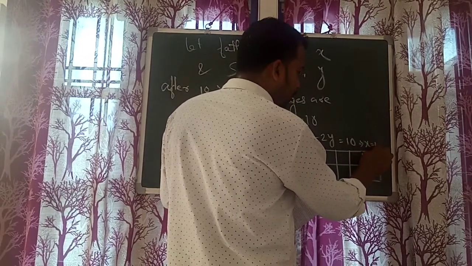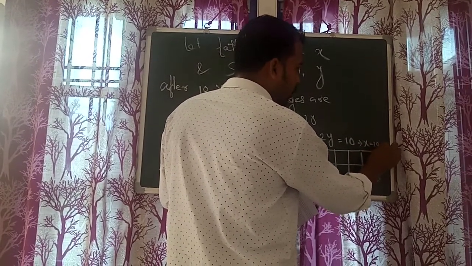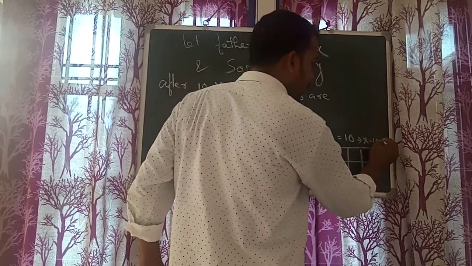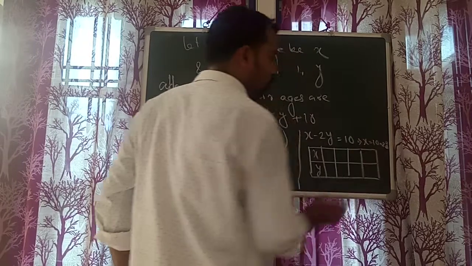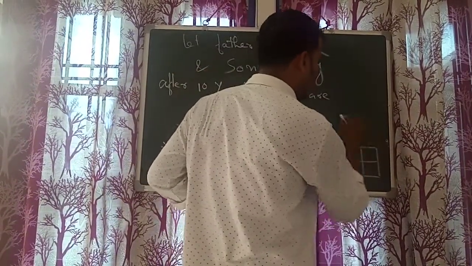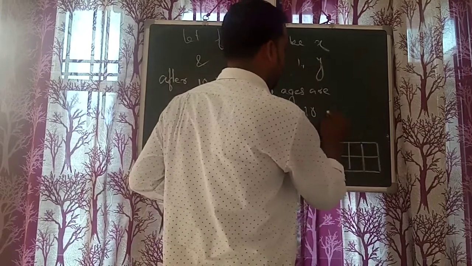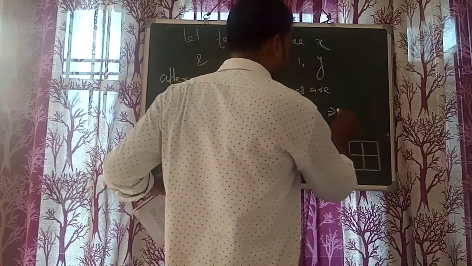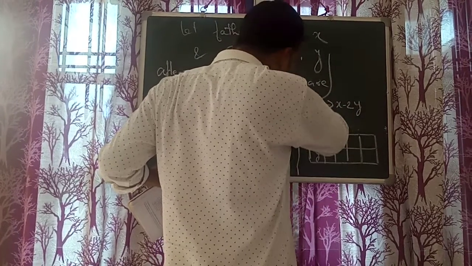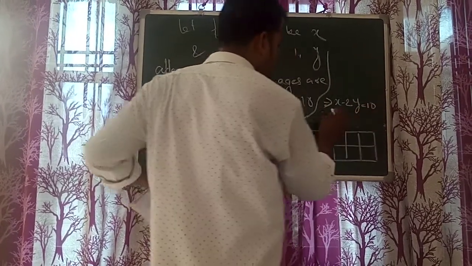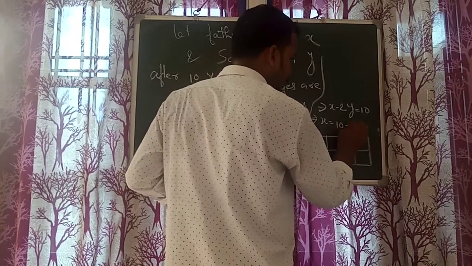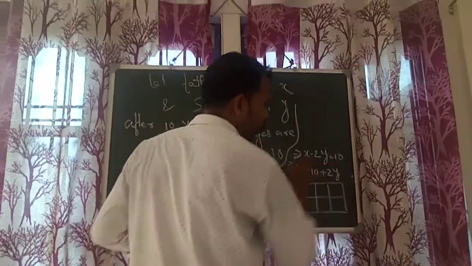x is equal to 10 plus 2y. Okay, x is equal to 10 plus 2y. Then it implies x minus 2y is equal to 10. It implies x is equal to 10 plus 2y.